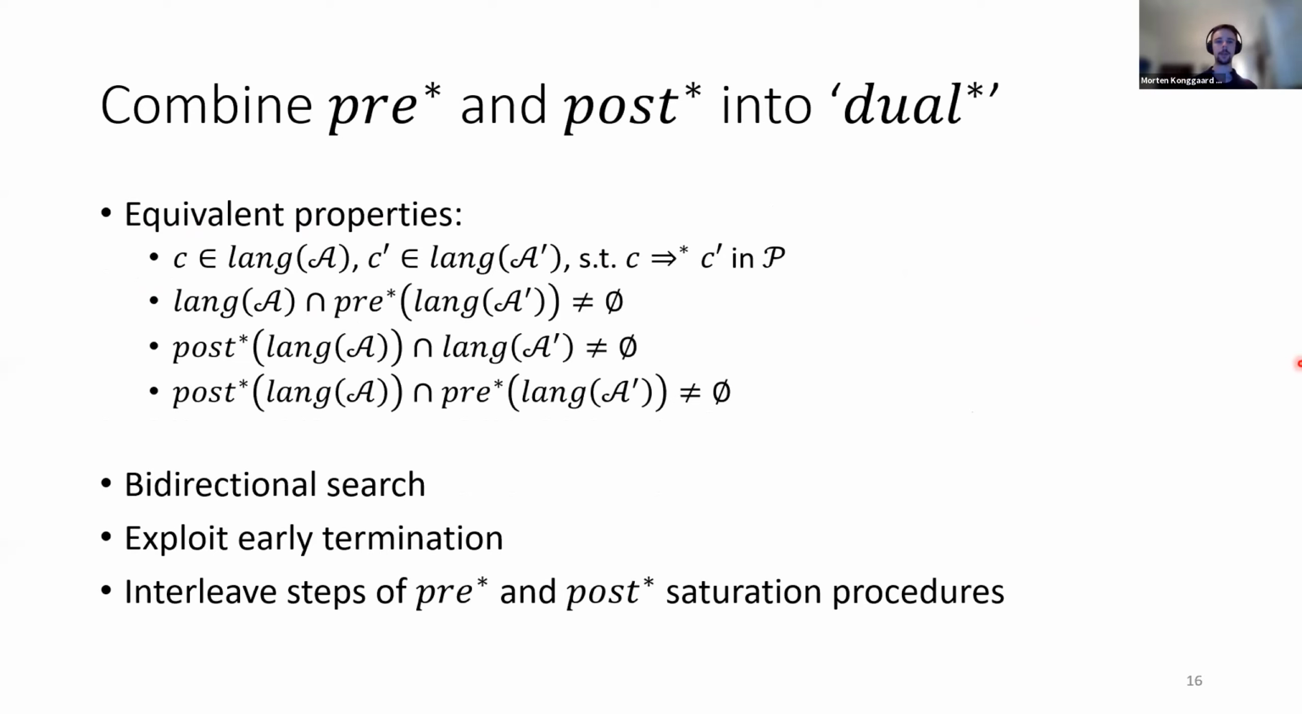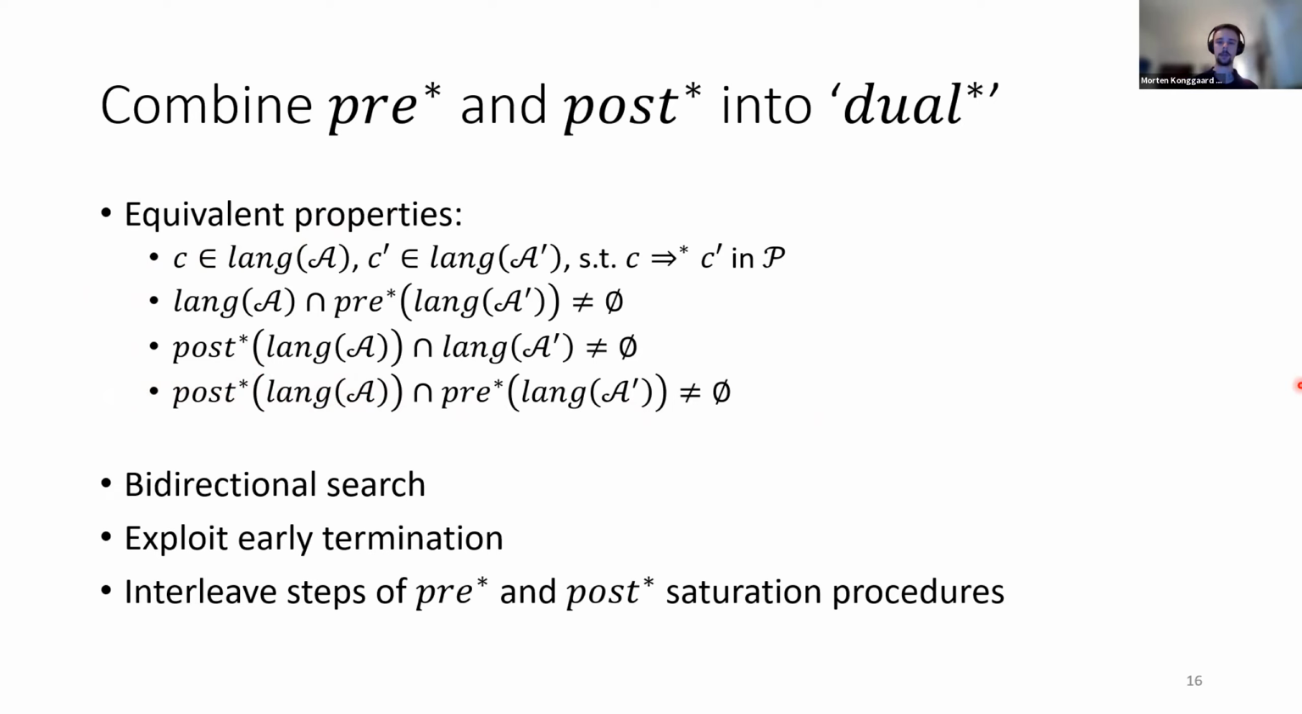The second improvement that we present is to combine these two existing algorithms called pre-star and post-star into a bidirectional search that we call dual star. So we already saw before the first three of these bullet points that you can find termination based on pre-star or post-star, and now we show that you can also do post-star on the original and pre-star on the final, and find where they meet. Of course, this only saves computation if we do early termination, and we exploit that we can do early termination.